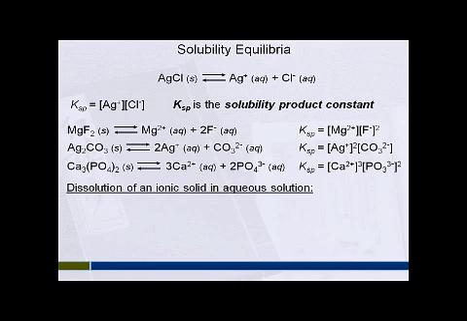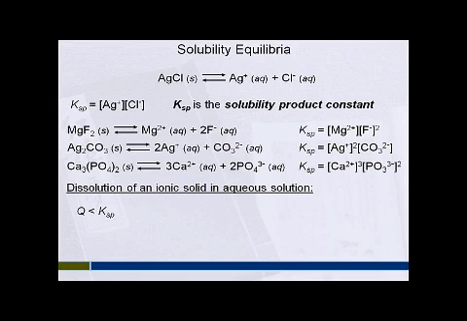Now, this is useful because it enables us to determine whether or not a precipitate might form in an aqueous solution of one of these slightly soluble ionic solids. We calculate what's known as an ion product, or Q, and you calculate it by substituting into the Ksp expression the concentration values that you have for the various ions.